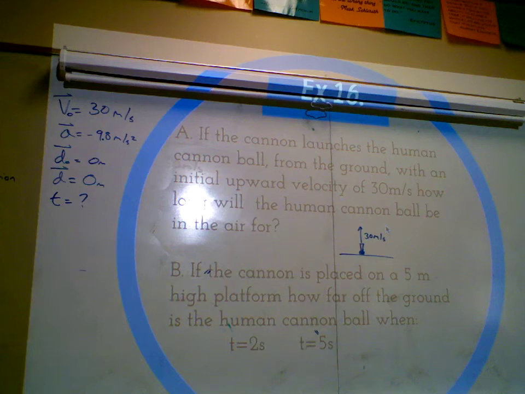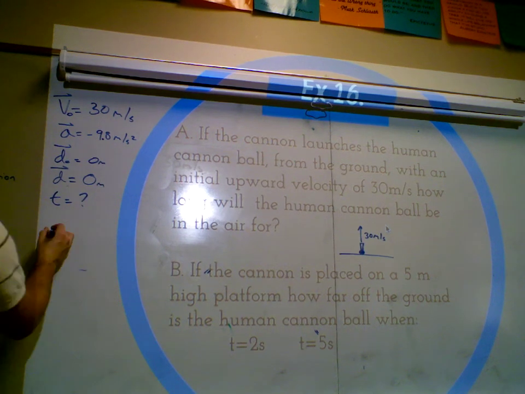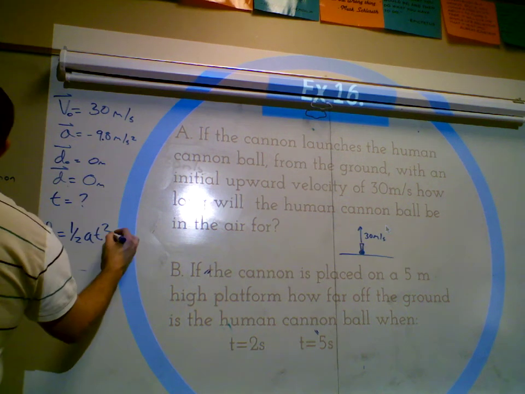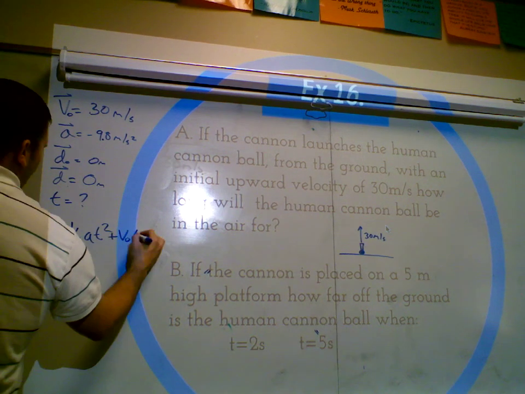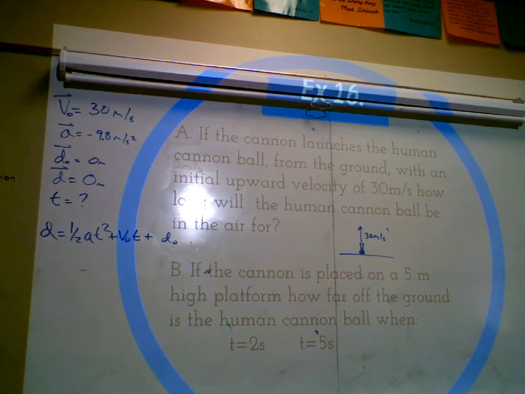So, what equation should we use? Number 8. Oh, no. Do we want to know final velocity? No, so 9 isn't it. 8, right? We should use this equation: D equals 1/2 AT squared plus V naught T plus D naught. Right? Plug in what we know.